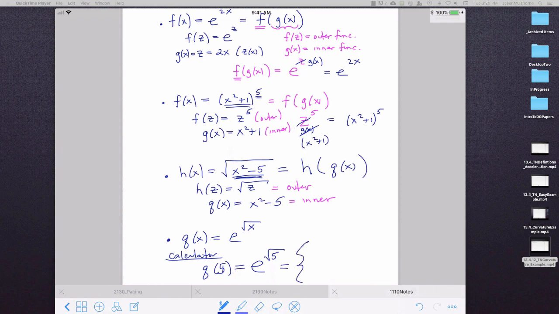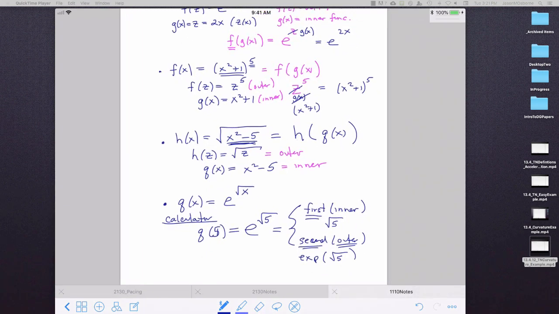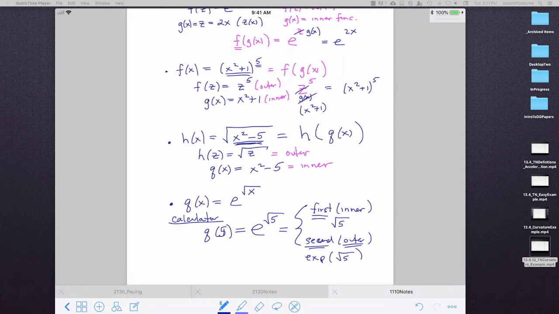Now think about doing this on a calculator. The first thing that you're going to do is the inner function. The inner function is you first have to find the square root of 5. And then the second thing that you do, that's your outer function. Once you have the square root of 5, then you hit your exp button of that square root of 5. Since you did the exp second, that's the outer function. So that may help you keep track of the outer and the inner.